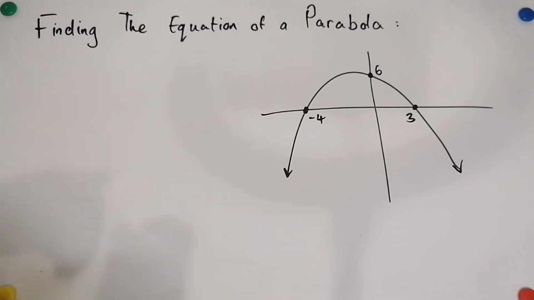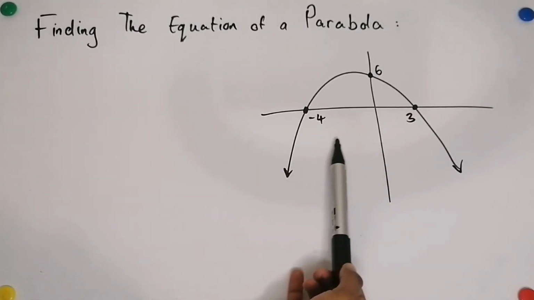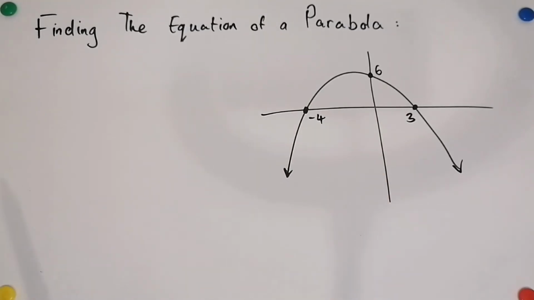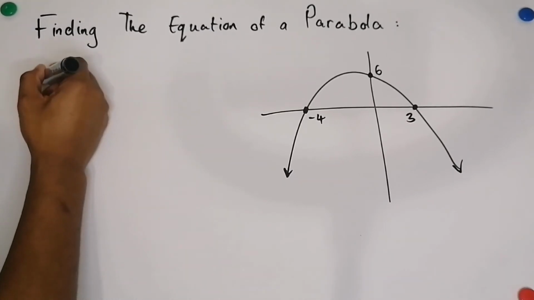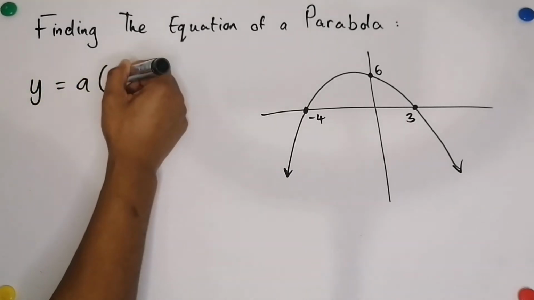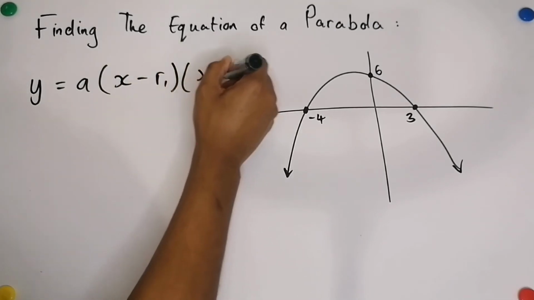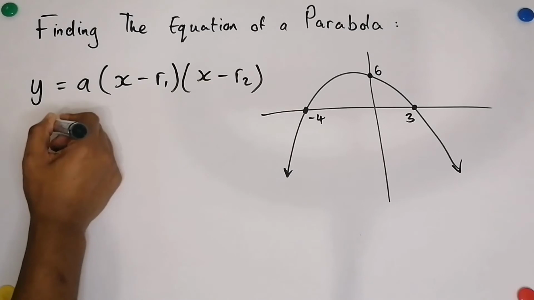Okay, this is the second example. Here we have a parabola, and instead of the turning point being given, we actually have the x-intercepts, in other words, the roots. We have the roots that are being given. So we are going to be using the root form. Y is equal to a bracket x minus x1 bracket x minus x2.